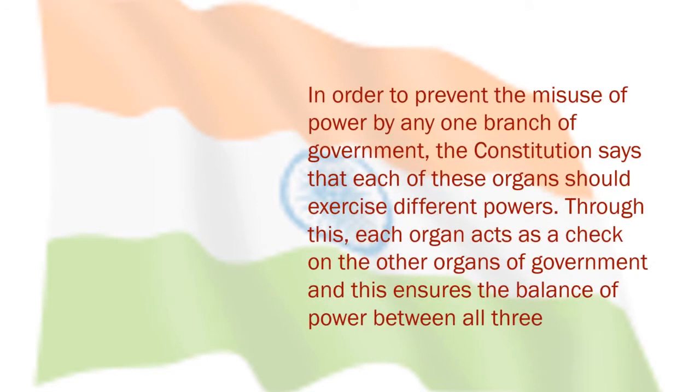In order to prevent the misuse of power by any one branch of the government, the Constitution says that each of these organs should exercise different powers. Through this, each organ acts as a check on the other organs of government, and this ensures the balance of power between all three.